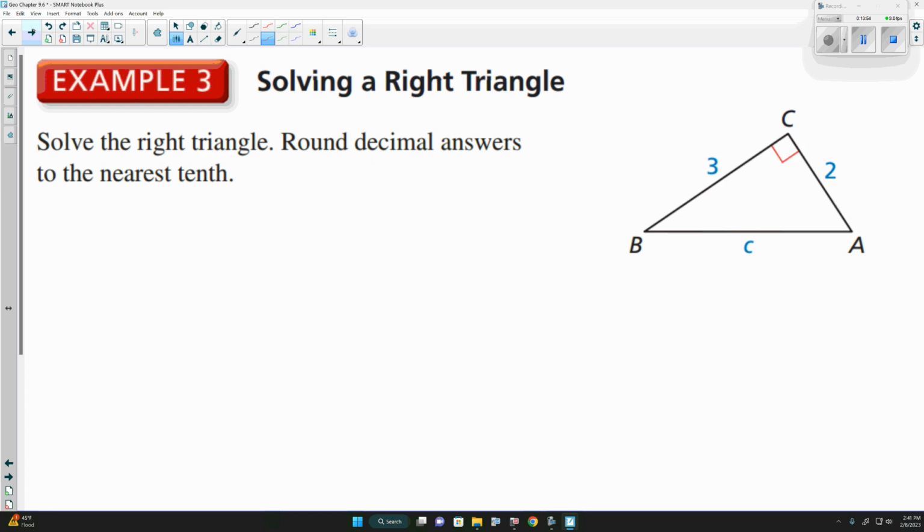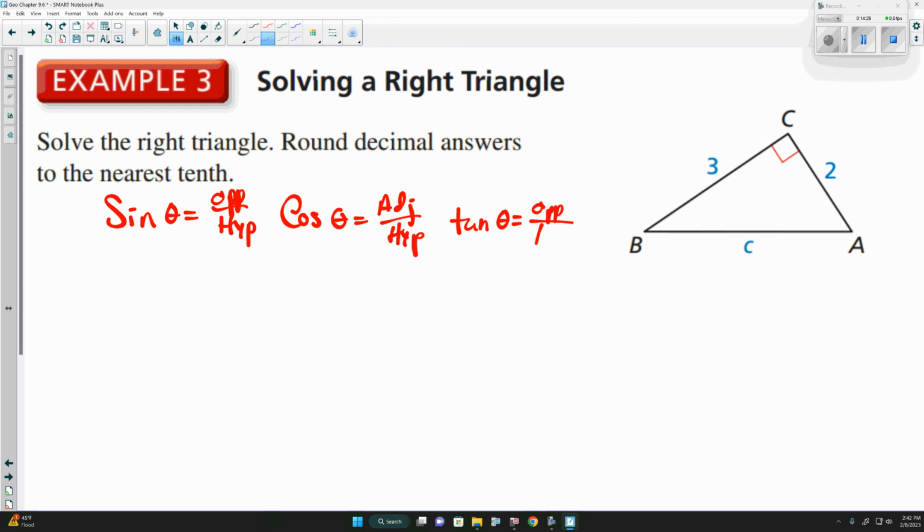Now, we can still use this to find the missing angles in the triangle. Because using sine, cosine, tangent, we can set up these proportions. The sine of a given angle is opposite over the hypotenuse. Cosine of a given angle is adjacent over the hypotenuse, and tangent of a given angle is opposite over the adjacent.